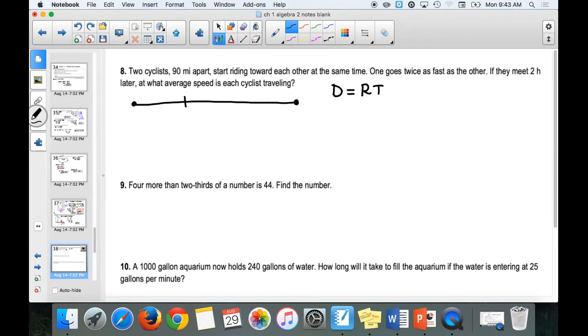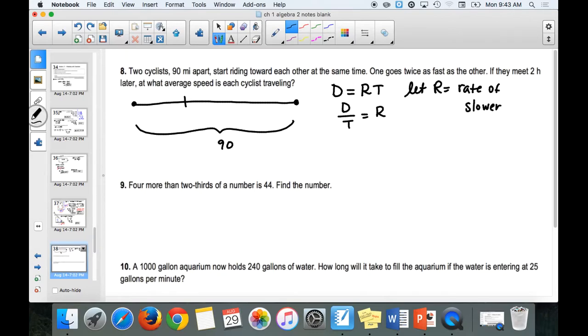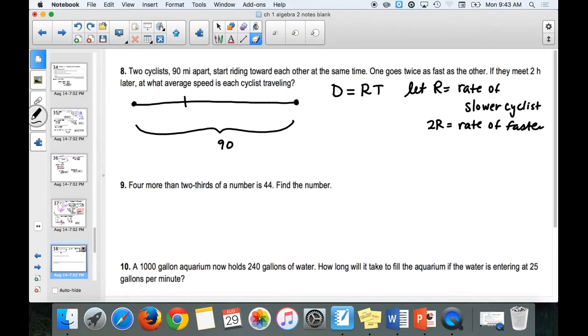So we know that the distance is equal to rate times time. So if we have a total distance of 90, and we're going for 2 hours, the distance over the time is equal to the rate. So we want to know what distance each person is going. So let's go ahead and, hang on, let me write this a different way. So let's let rate R equal the rate of, let's say, the slower cyclist. Then the rate of the other one is 2R. So I shouldn't say distance over time equals rate. Let's just talk about the distance. So the distance is equal to the rate times the time.